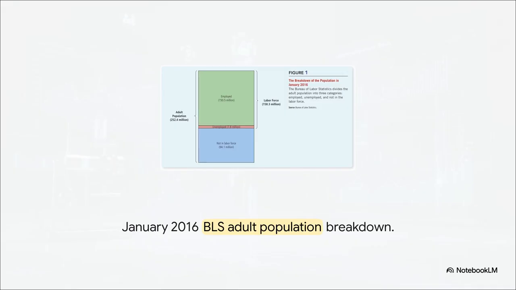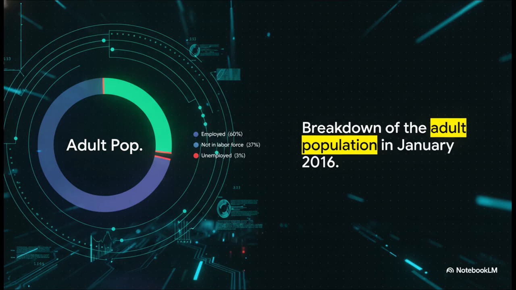So let's look at a real-world snapshot from January 2016. Out of a total adult population of 252.4 million people, the BLS stacks the employed and unemployed together to create the total labor force, while the not-in-labor force group sits entirely on its own. To really wrap our heads around the scale, notice that massive block of 150.5 million employed citizens. I mean, it absolutely dwarfs that tiny sliver of 7.8 million unemployed. Meanwhile, a highly significant 94.1 million adults aren't in the labor force at all.